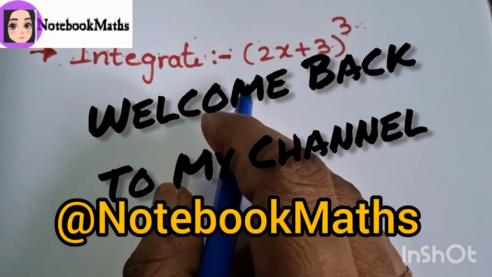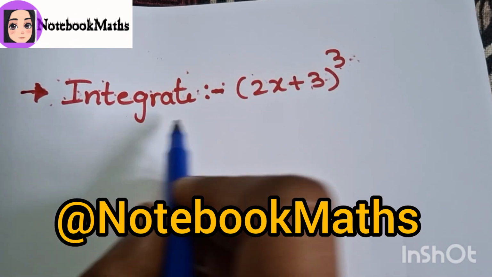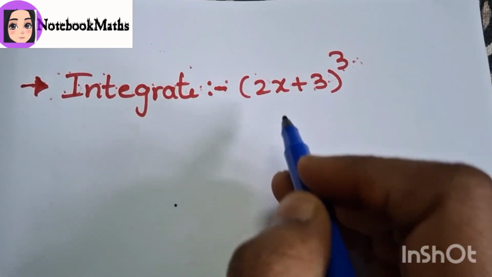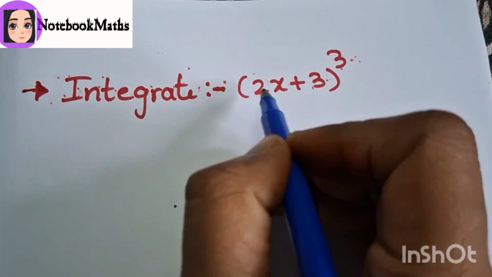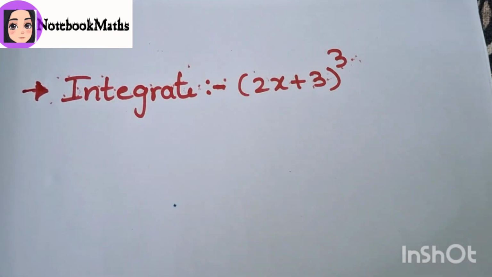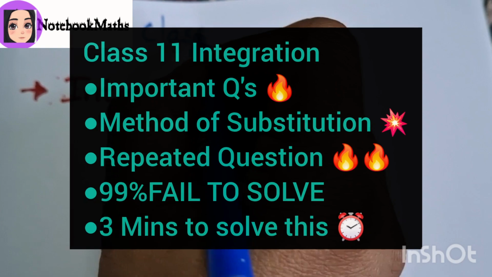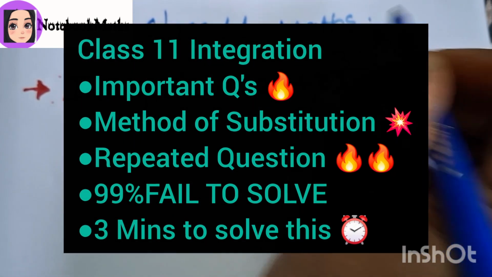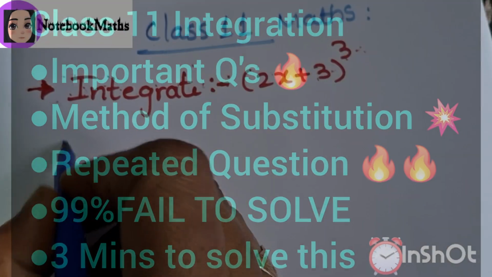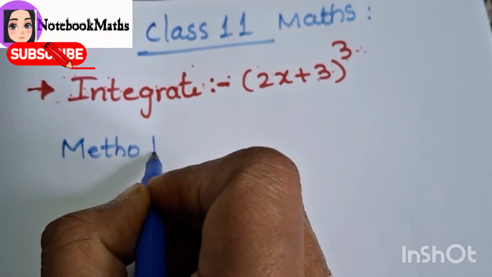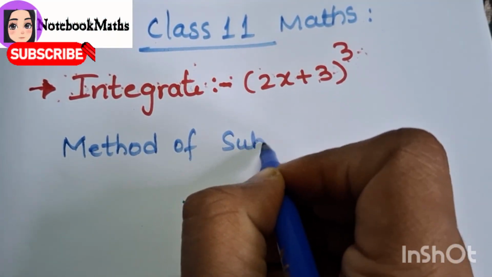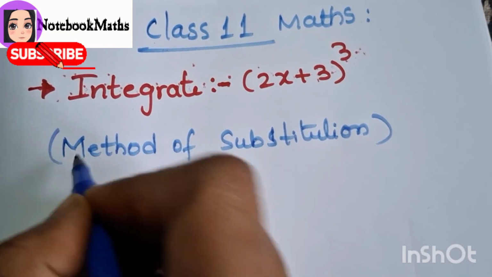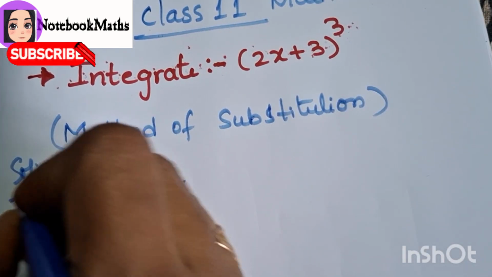Today I am going to solve this integration chapter problem: (2x + 3) whole cube. We have to integrate this term. The given question is to integrate (2x + 3)³. This is class 11 maths. We are going to solve this by using the method of substitution. Okay, I am going to start the solution now.